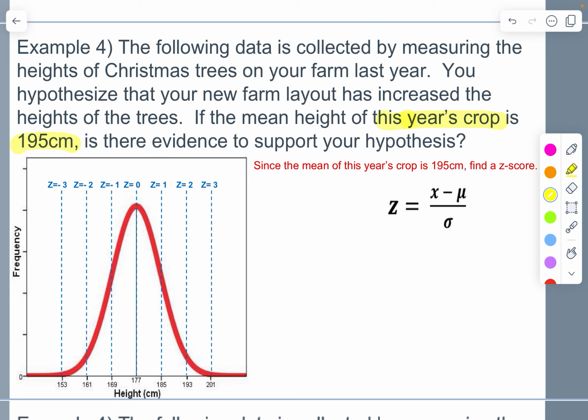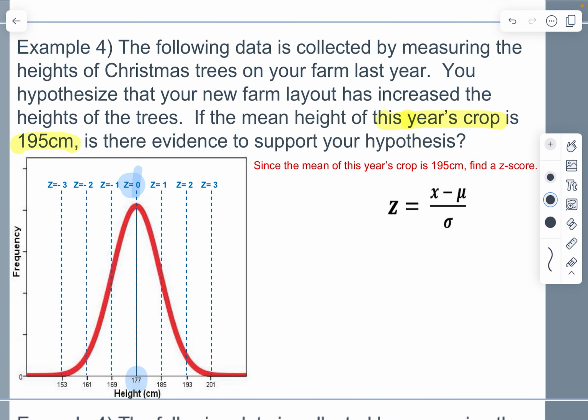Now I have to look at my picture and see. It doesn't tell me anything about last year in the word problem itself, but we can find a lot of really good information in the picture. So we have our normally distributed curve. We have z equals 0 in the center, right? That is our mean. The mean is always in the center as well.